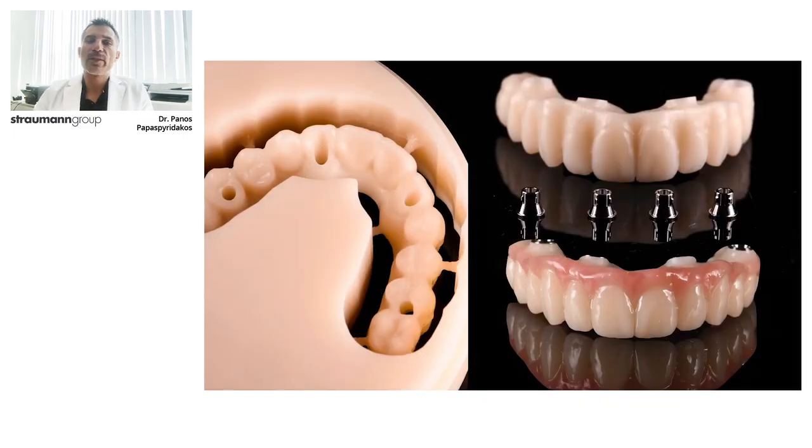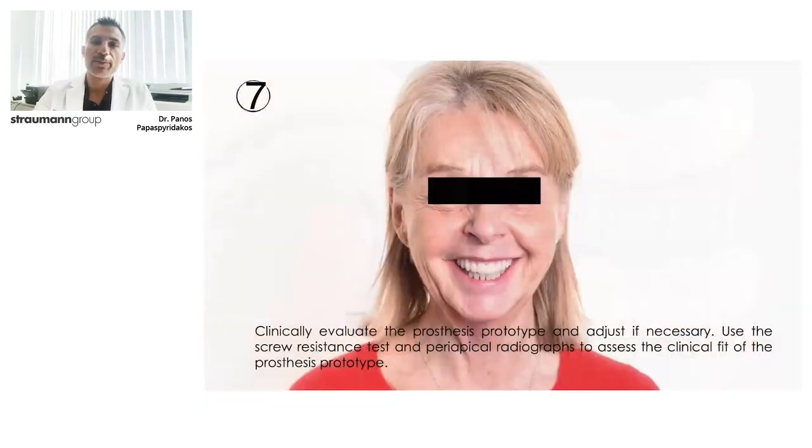This is how it looks digitally before it is milled. And this is how it looks after it's milled, and the Variobase abutments can be cemented with a cyanoacrylate glue or Panavia inside the female part of the prosthesis prototype, and this can be tried in the patient's mouth. We clinically evaluate the prosthesis prototype and we adjust if necessary. We can do some minor adjustments or some major adjustments, it depends.